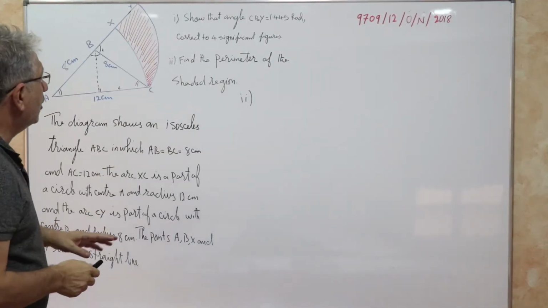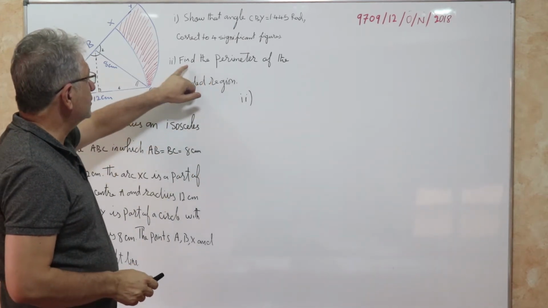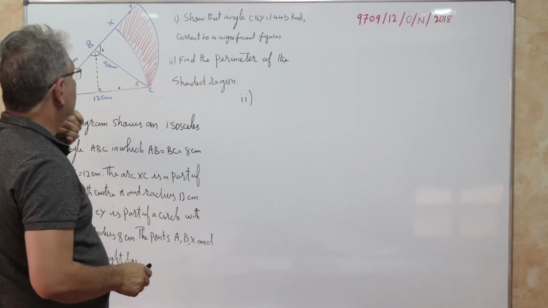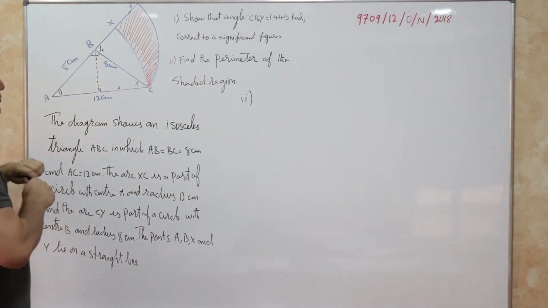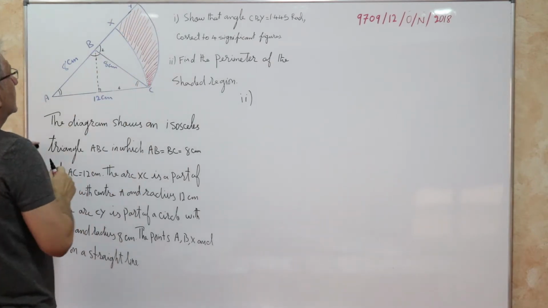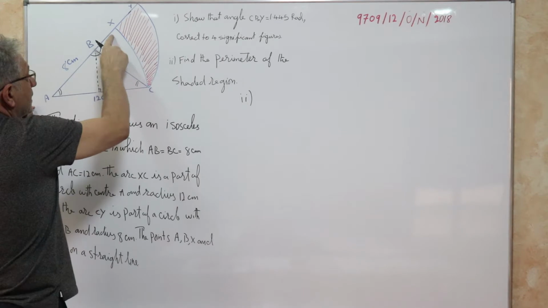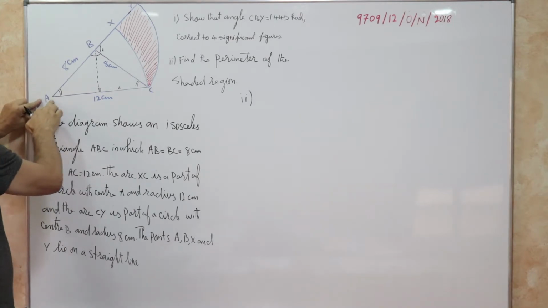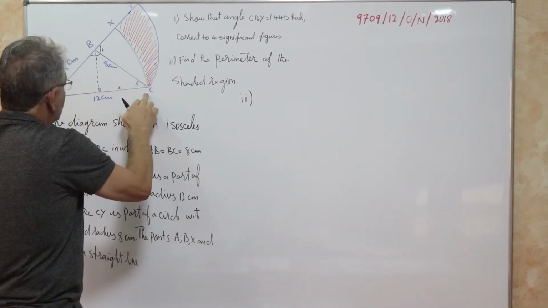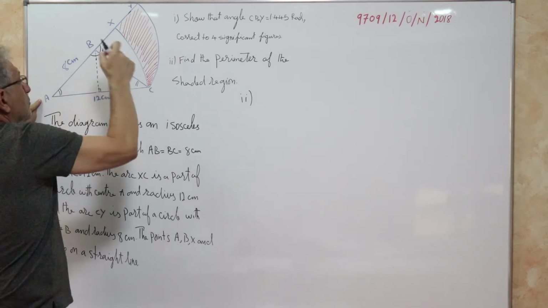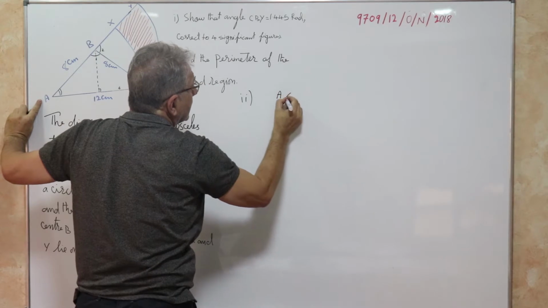Now we are going to solve the second part of the question. It is asking to find the perimeter of the shaded region. To find that, we need to find XY, CY, and CX. Now, CX is a part of a circle with the center at A, radius 12. Therefore, AC is 12, AX also is 12.